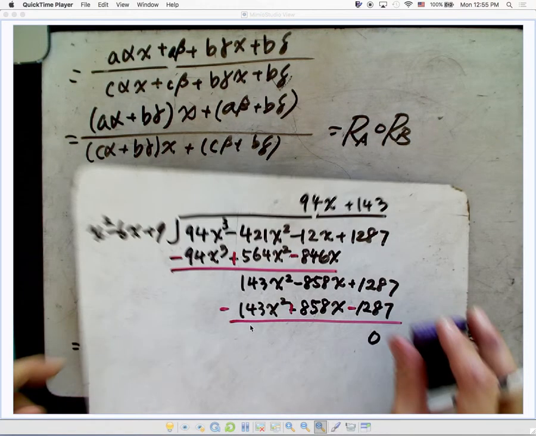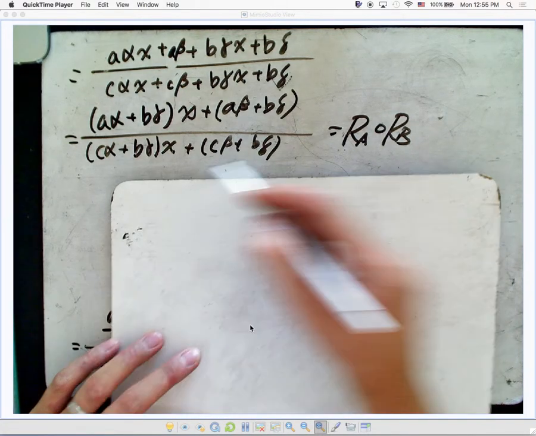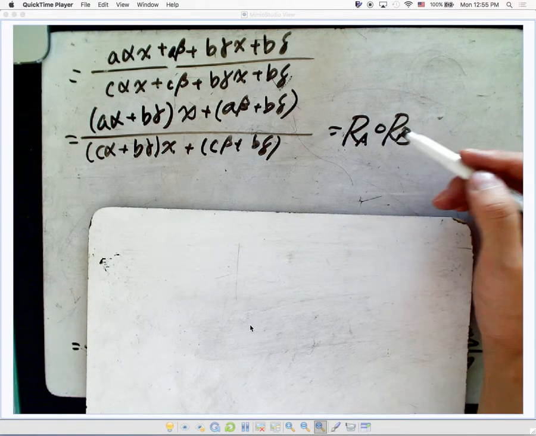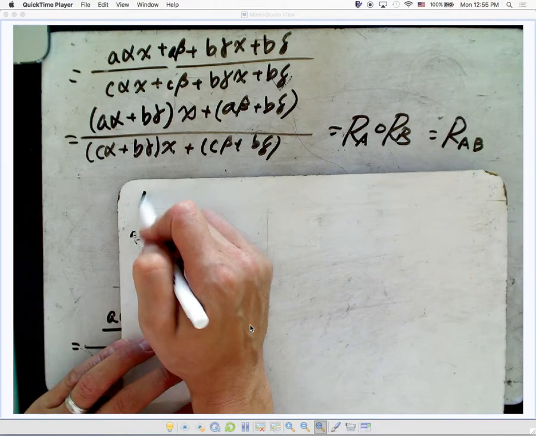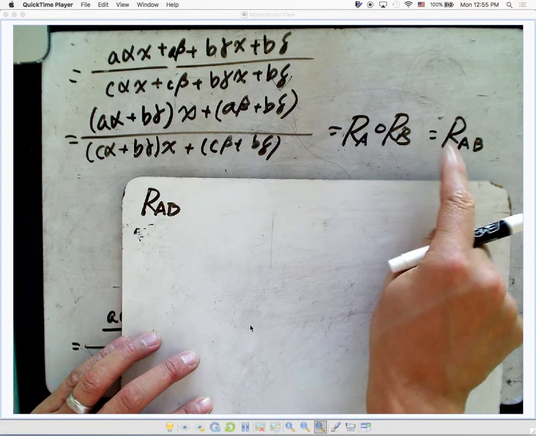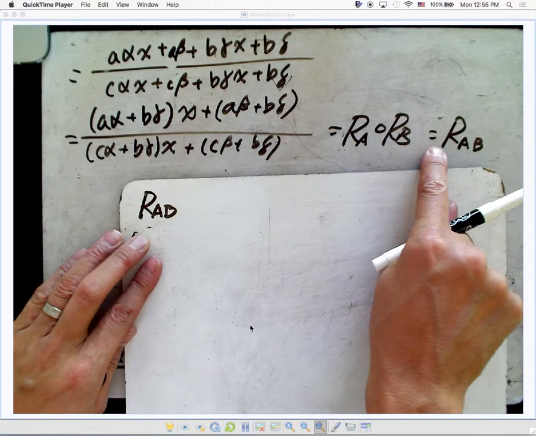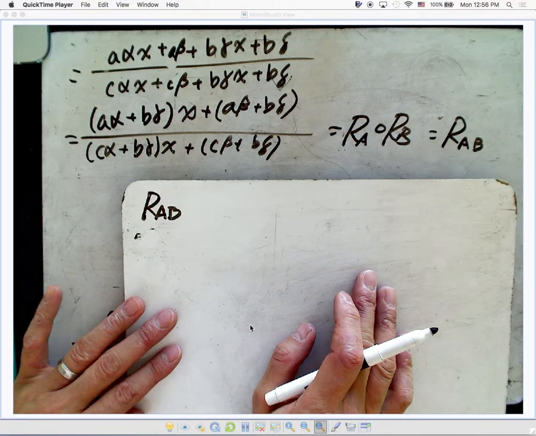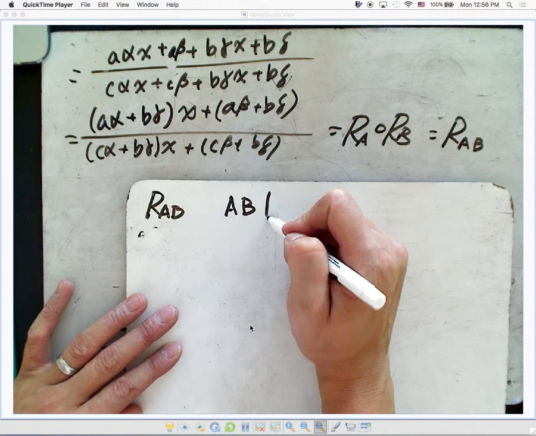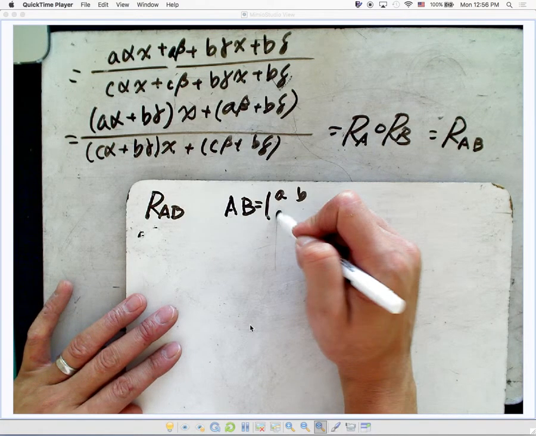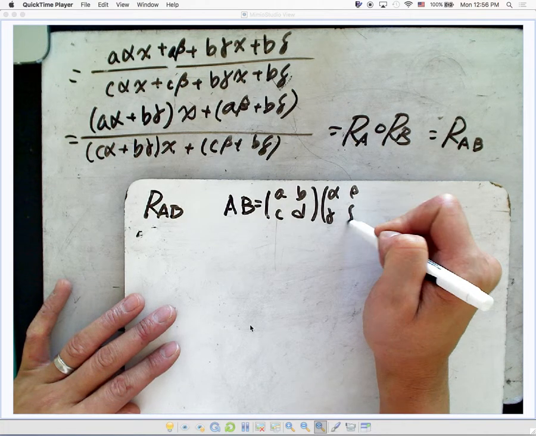So let's look at the right side of it. Do you still remember what we were doing? We are trying to prove that R sub A composed of R sub B is equal to R sub AB. So let's look at R sub AB. If R sub AB comes out this way, then that means they're equal, so we are happy. So AB, A times B, that's [a, b; c, d] times [alpha, beta; gamma, delta].